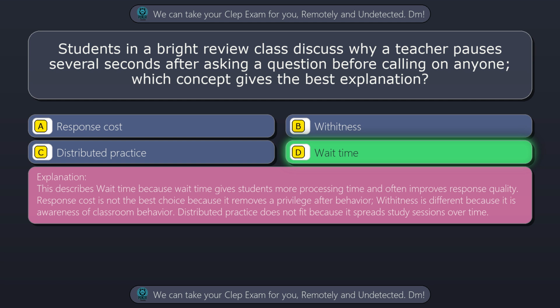Response cost is not the best choice because it removes a privilege after behavior. Withitness is different because it is awareness of classroom behavior. Distributed practice does not fit because it spreads study sessions over time.